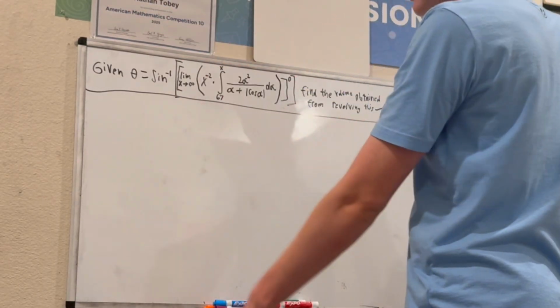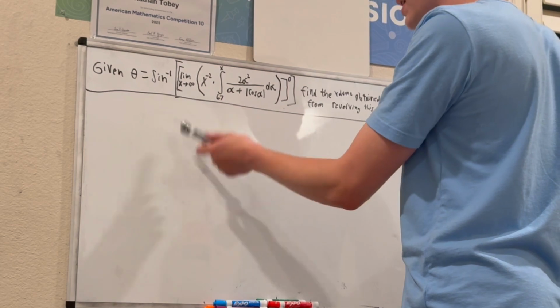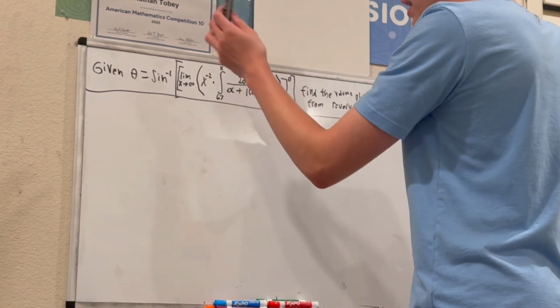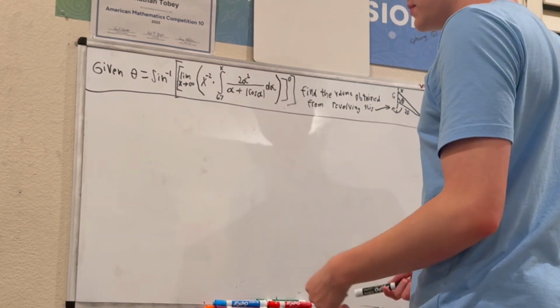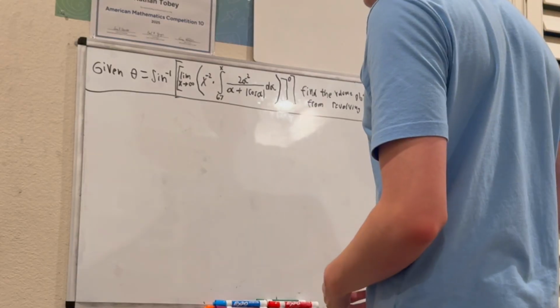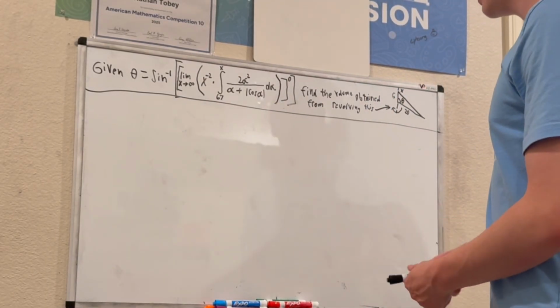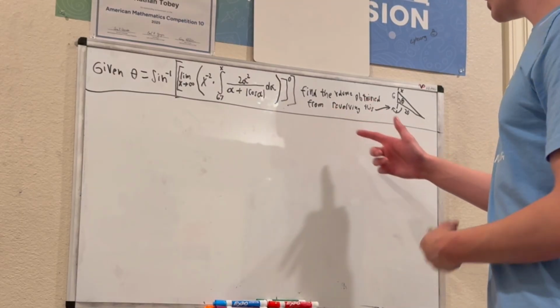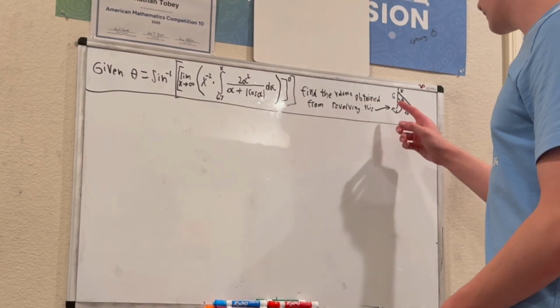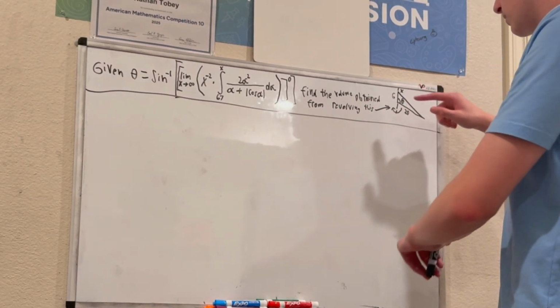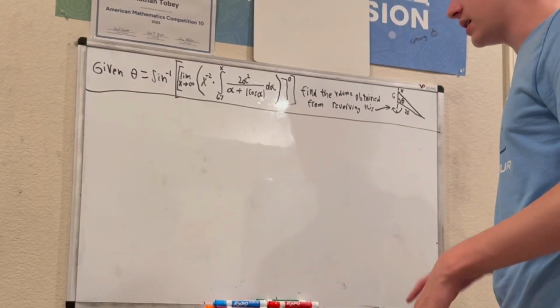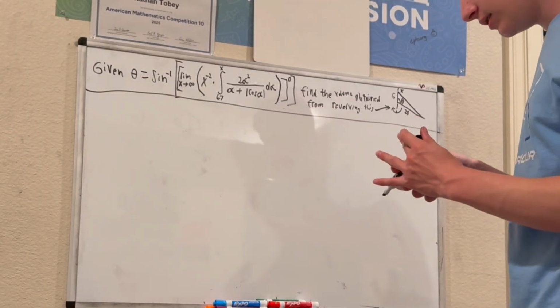Anyway, given that theta is equal to the inverse sine of the limit as x goes to infinity of x to the power of -2 times the integral from 67 to x of 2 alpha squared divided by alpha plus cosine alpha d alpha, and that's in degrees, find the volume obtained from revolving this. So this is a triangle thing. You'll see in a second.